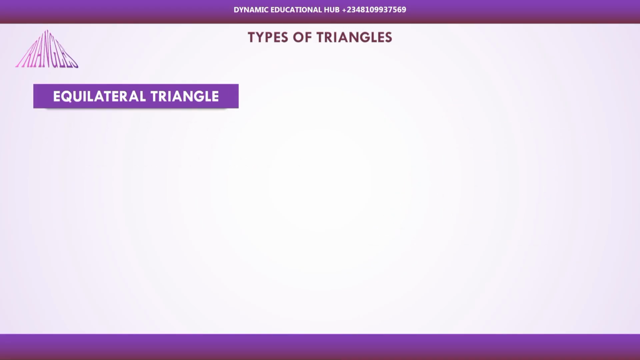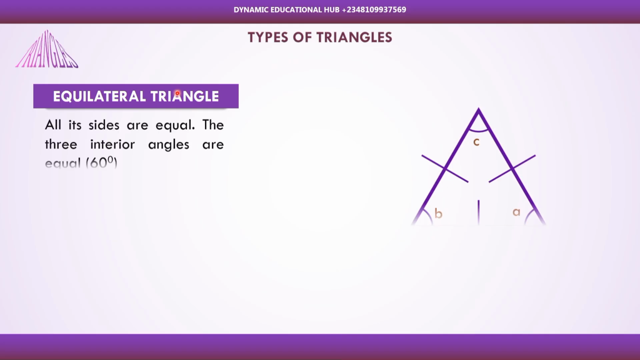Now we have types of triangle. The first type of triangle is a special one, which is equilateral triangle. Equilateral triangle is also known as equal angle triangle. So equilateral triangle is a regular polygon. Now all its sides are equal. When the three sides of a triangle are equal, we call the triangle equilateral triangle.